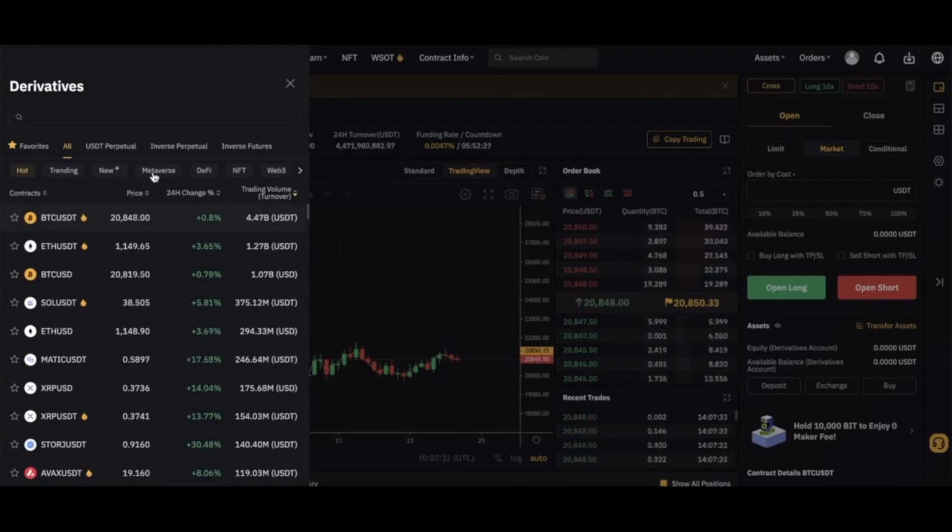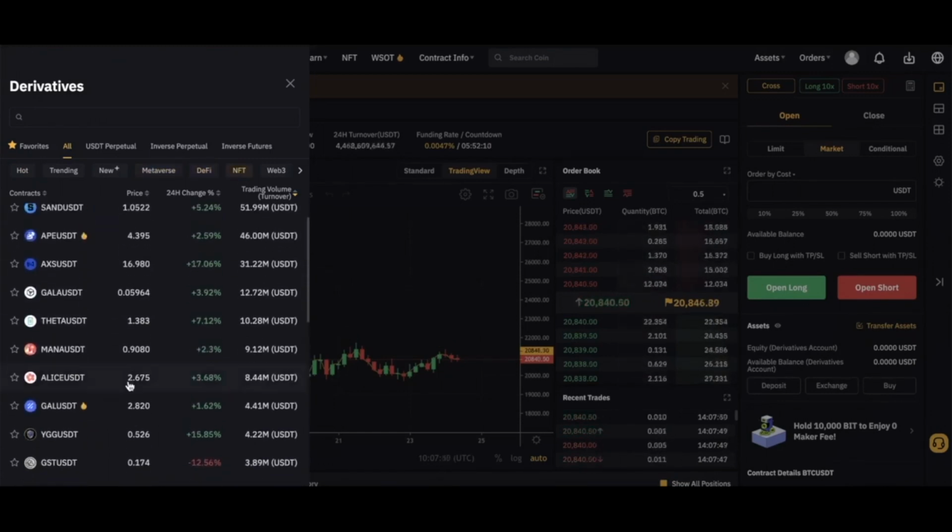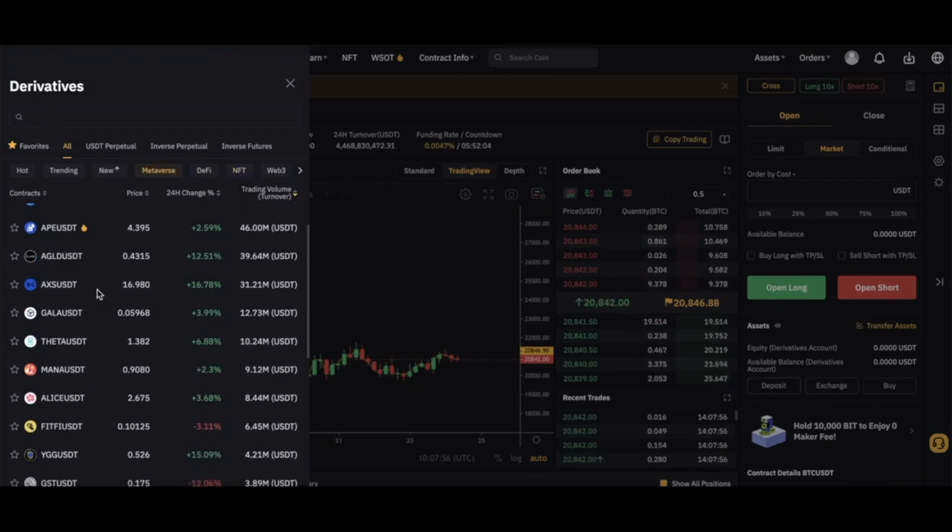What I find is definitely very, very good, you can go here for Metaverse. Then you have all coins which are in the Metaverse. You can go to DeFi, or you can also go to NFT. So then you have only coins which are in this category of NFT or from Metaverse. So very, very cool thing.